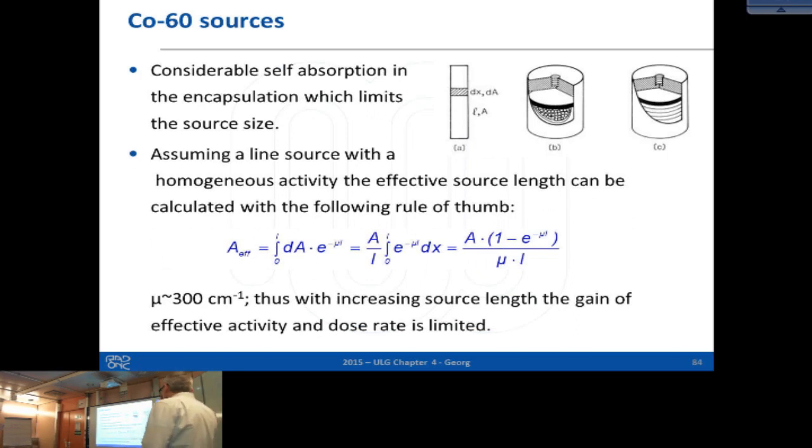We cannot accept too big sources for penumbra reasons, but there are also other reasons related to the costs needed to produce these cobalt sources, which can be either small spheres or pellets, because of the self-absorption of the cobalt rays along the height of the source. This illustrates the principle that you can calculate some effective activity of the source, but it doesn't make sense to build it endlessly long because of this self-absorption.